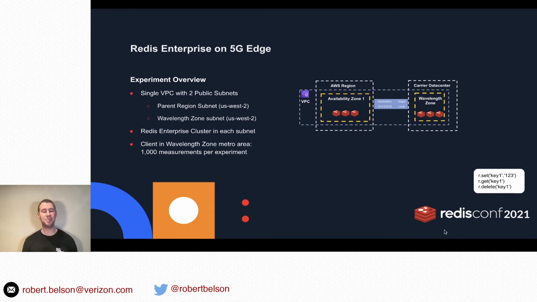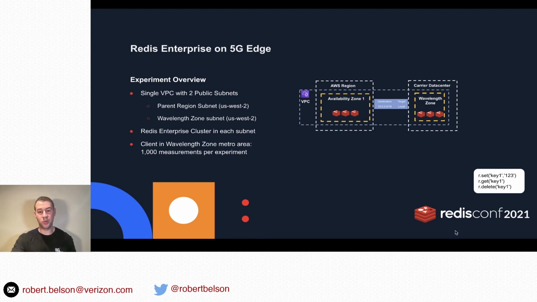We figured the simplest thing we can do to really baseline the improvement is send the smallest possible payload, the equivalent of like set foo bar, or in this case we set key 1 to 123, and then get that resource and timestamp that operation of that write followed by a read. Then delete the key and run that over and over and over again to get a baseline of how fast is it today in an availability zone, and then how much faster is it tomorrow with a wavelength zone. And we ran this about 1,000 times total per availability zone to conduct that benchmark.